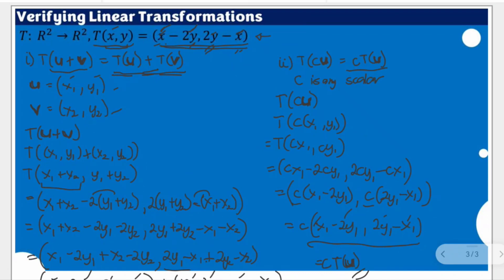So you just need to check whether these two conditions have been met using this process and use algebraic operations in solving for them. If one of them is not satisfied, then it is not a linear transformation, but in this case we have satisfied both, so we have a linear transformation.